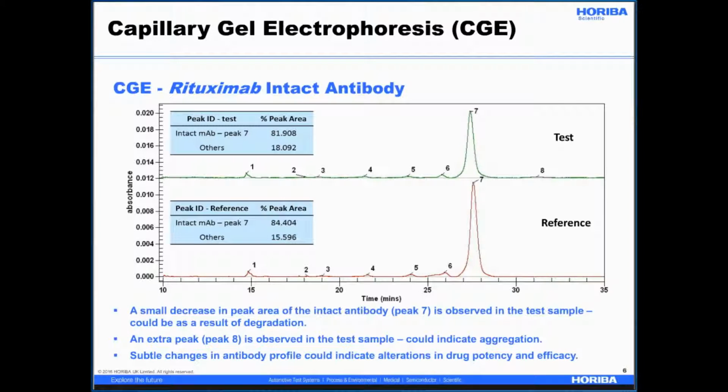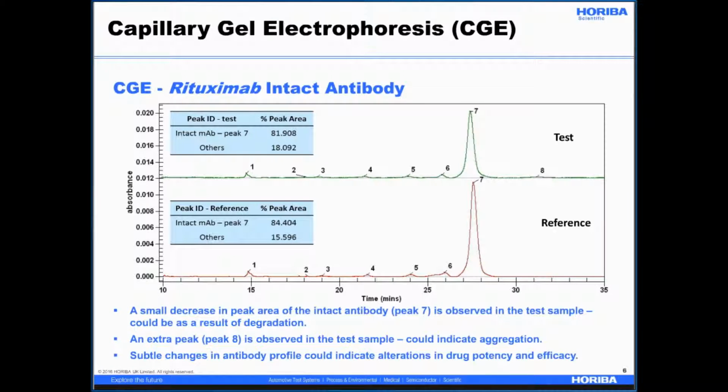We can see that there is a decrease in peak area of the main peak, peak 7, in the test sample, as well as a decrease in percentage peak area. Changes in peak area show changes in concentration, whereas the migration time corresponds to molecular weight. Each of the labelled peaks can be mass assigned by means of a calibration curve. The decrease in peak area of peak 7 in the test sample could be as a result of degradation of the intact antibody. There is also an extra peak, peak 8, in the test sample, which may indicate aggregation. These subtle changes in profile could indicate alterations in drug potency and efficacy.